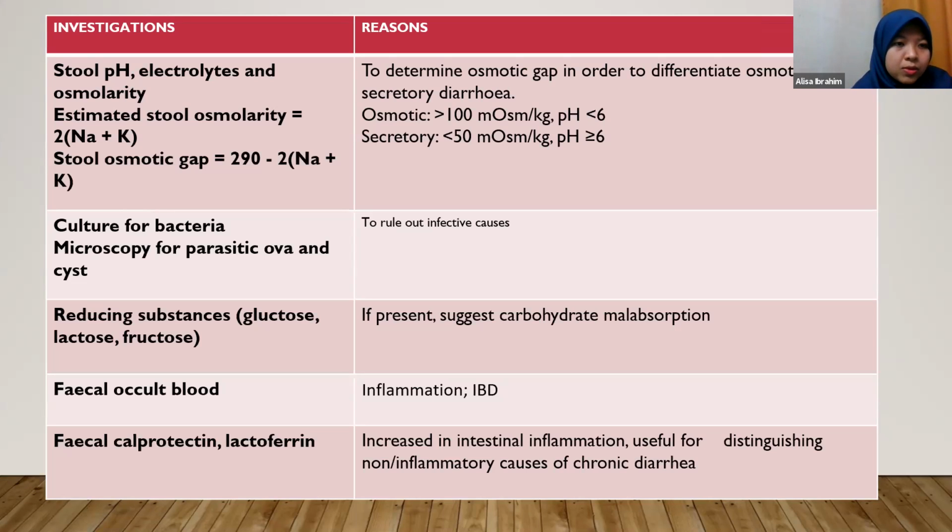We also look for any presence of reducing substance in the stool, such as glucose, lactose, and fructose. If there is presence of reducing substance, it can suggest carbohydrate malabsorption. We also need to do fecal occult blood to look for inflammation, and the fecal calprotectin and lactoferrin can increase in intestinal inflammation. So it is useful to distinguish between the inflammatory and non-inflammatory causes of chronic diarrhea.